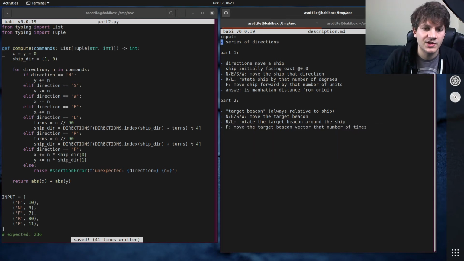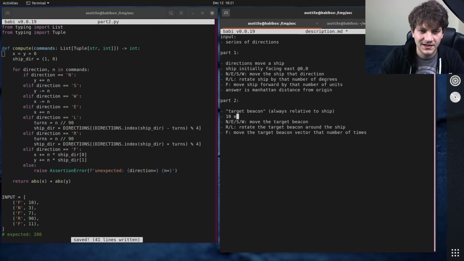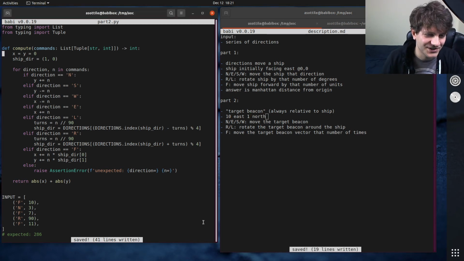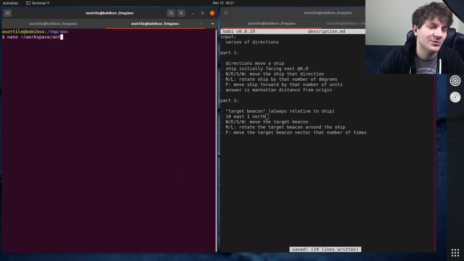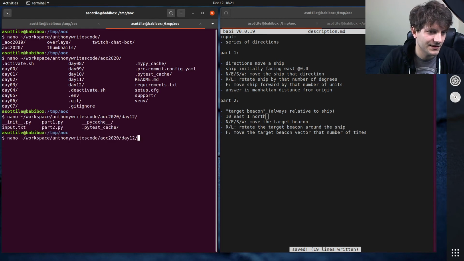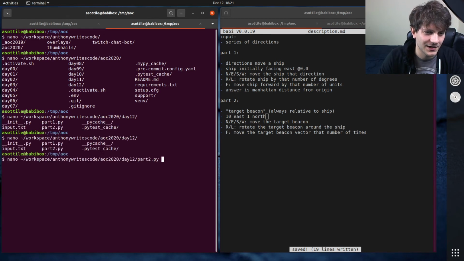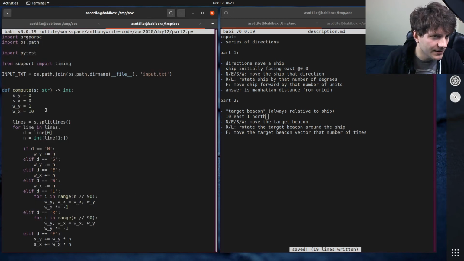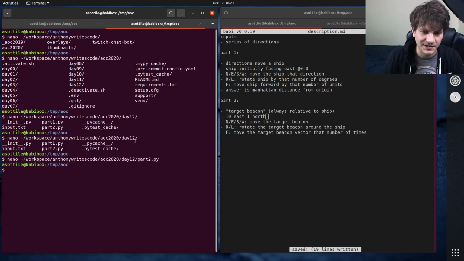And I forgot to mention it here, but the target beacon starts at, oh, what was it? 10 east and 1 north, I think? I don't remember. I should double check. Otherwise, we'll spend a bunch of time building this and not have a good answer here. Spoilers, this has my code that I implemented. Yeah, okay, 10 east and 1 north. Cool.